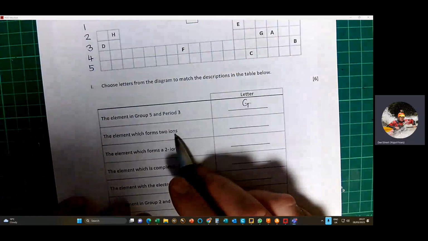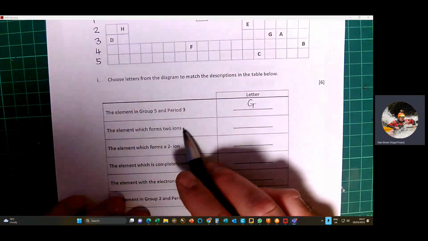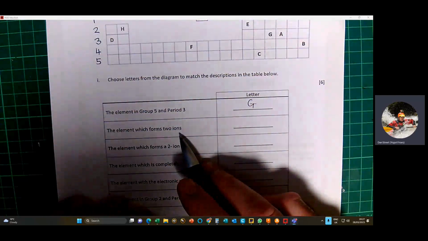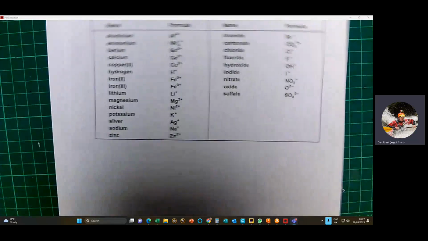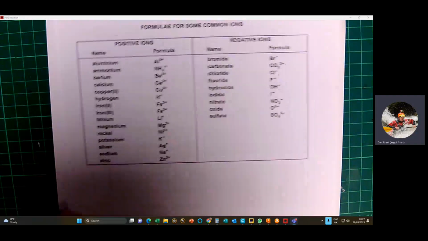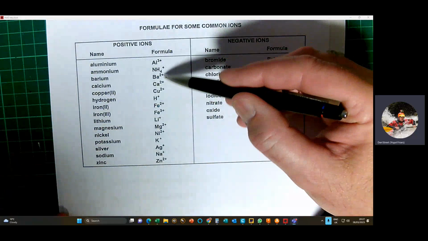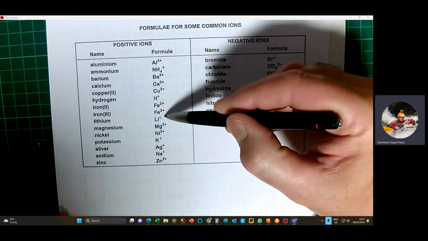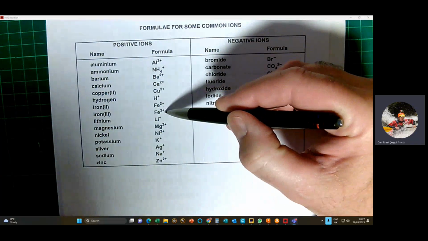The element that forms two ions. Now, this is a slightly more difficult question, and if you're struggling with a question, it's always a good idea to seek help in the resources available. So if we turn to the back page, here's one I prepared earlier, we find this list of ions. Now, we're looking for an element that forms two ions, and actually in this table, there's only one, which is iron. Iron forms iron 2 plus and iron 3 plus.